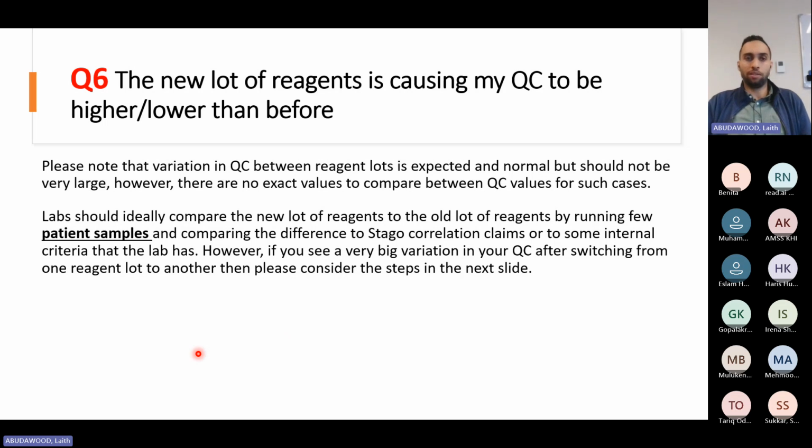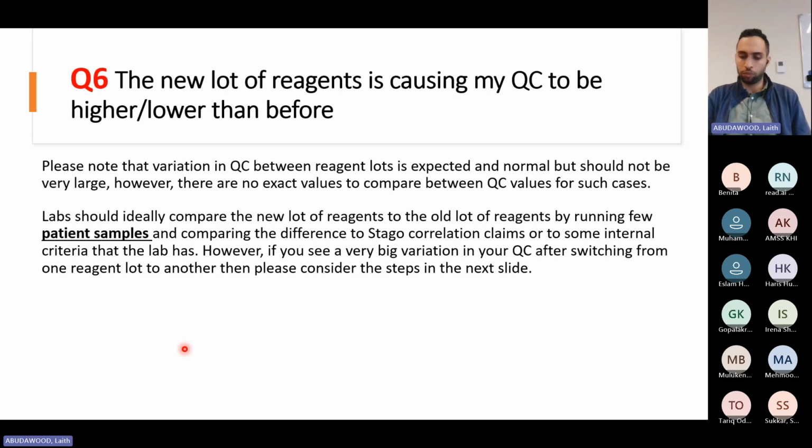Now, moving to the last and 6th question. Customer says, okay, I got a new lot of reagent. And after I put the new lot of reagent, my QC shifted up or shifted down. And this is not acceptable. You have to fix it. Replace the reagent, give me another, etc., etc.